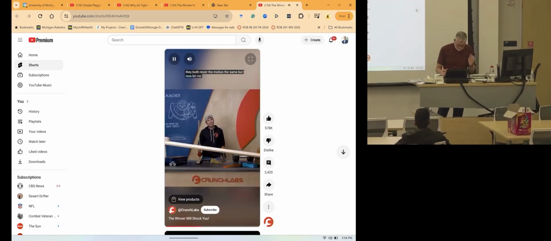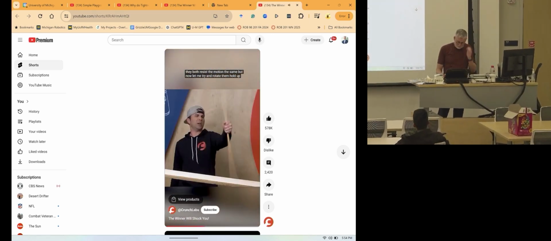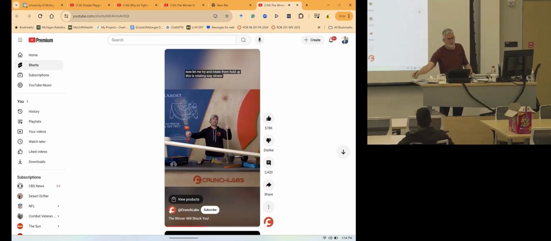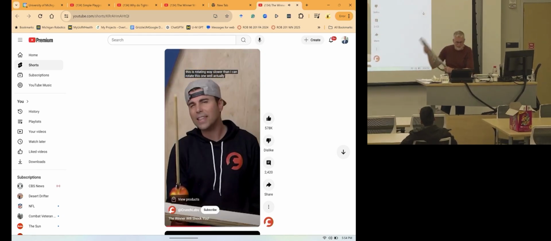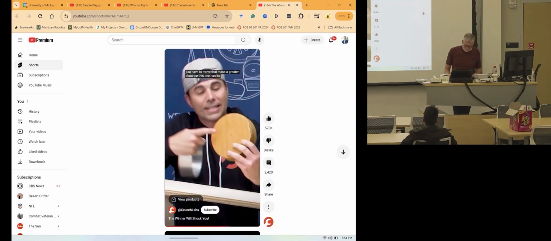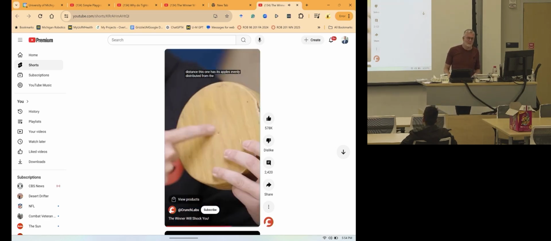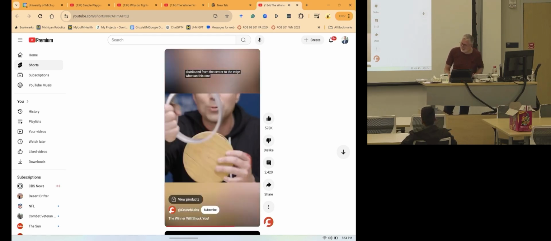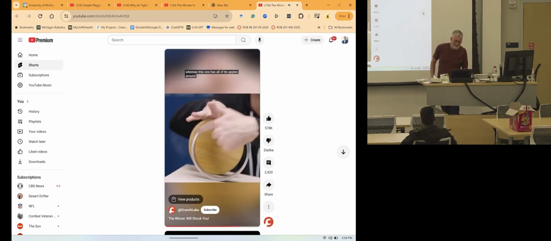But now let me try and rotate them. Hold up, this is rotating way slower than I can rotate this one. Actually, that does make sense. The further away your mass is from the center of rotation, the harder it's going to be to move it, because you just have to move that mass a greater distance. R squared matters. This one has its apples evenly distributed from the center to the edge, whereas this one has all of its apples around the edge.